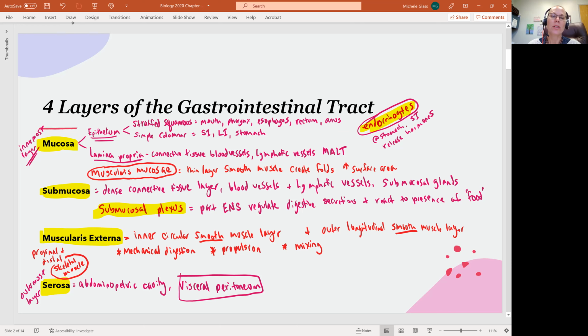All right. So again, looking at the 4 layers of the GI tract or alimentary canal. So this is the generic description as we go from the pharynx, esophagus, stomach, small and large intestine. Of course, we'll see some differences and modifications as we go into each one of those particular areas. But we're going to go from the innermost mucosa, submucosa, muscularis externa, and then serosa as the outermost.